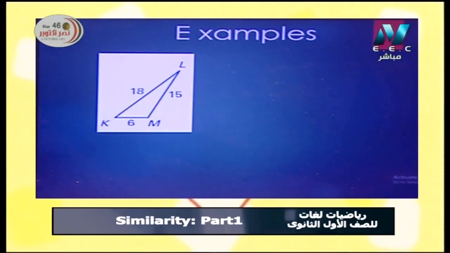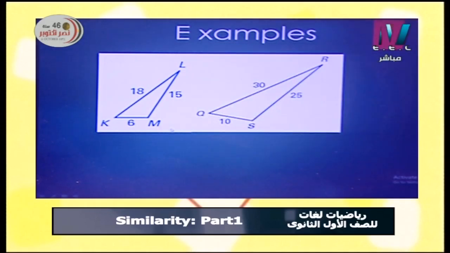Let's move to the second example. We have a triangle LKM. LK equals 18 centimeters, LM is 15, and KM is 6. We have a second one, RQ equals 30, RS equals 25, and QS equals 10 centimeters. We have to verify if they are similar or not.